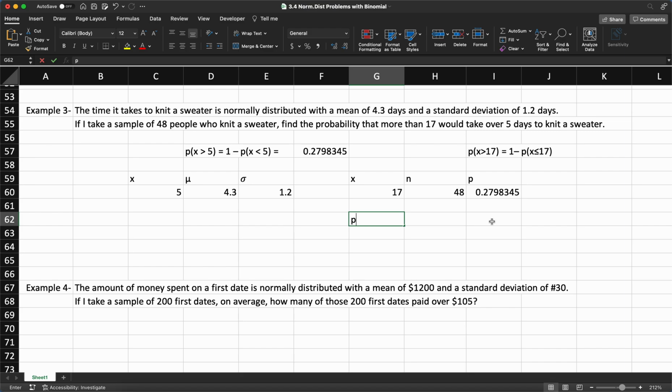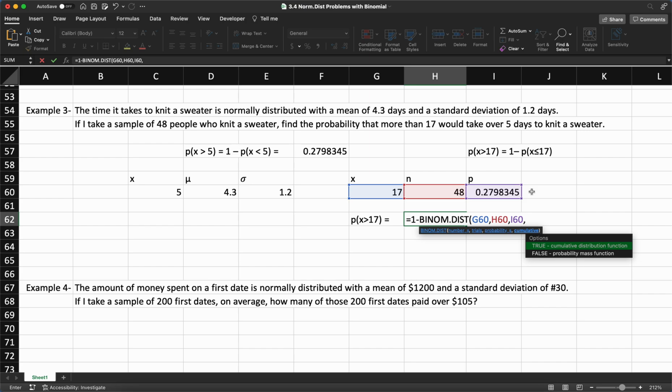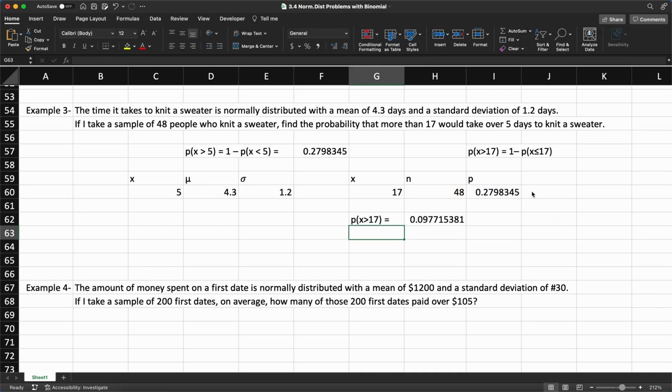And so for this part, the probability that I get more than 17 people is going to be 1 minus the probability that I get less than or equal to 17. So x, the number of successes, is 17, comma, the number of trials is 48, comma, the probability is 0.27, comma, and we want this to be true because it's not equal to, it's less than. So we're going to do cumulative. And that comes out to 0.0977. So there's a 9.8% chance that we will find more than 17 people out of 48 that take over 5 days to knit a sweater.